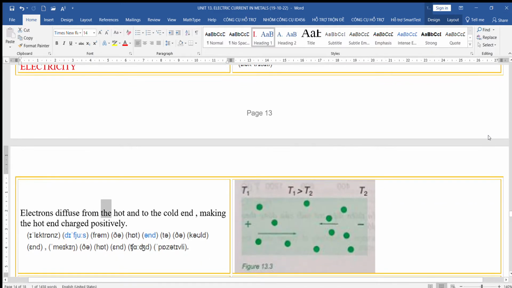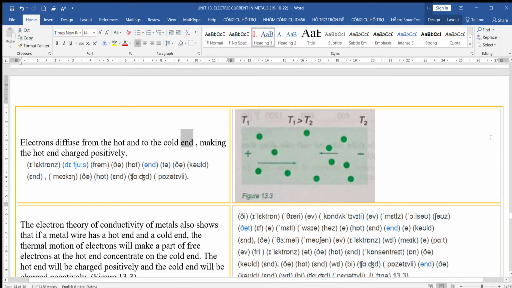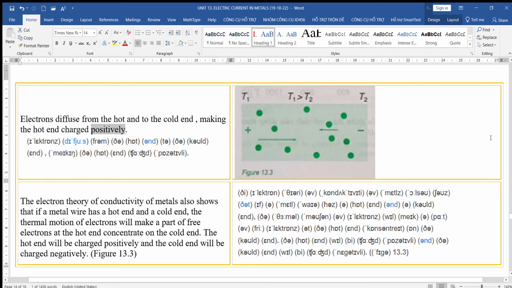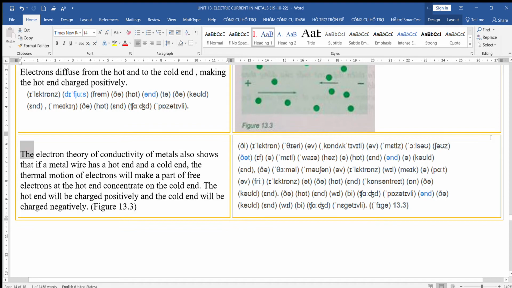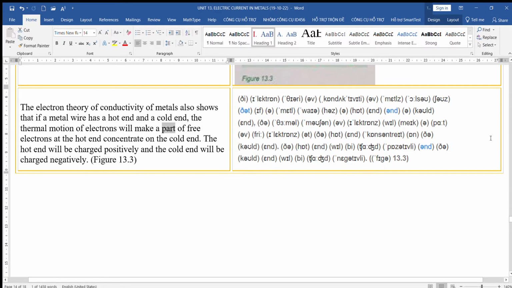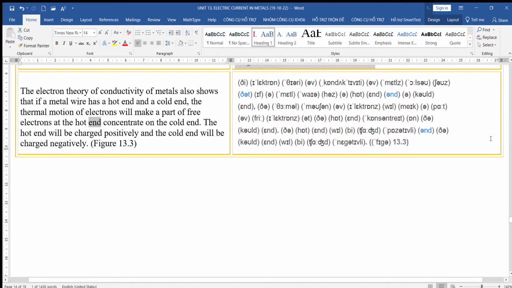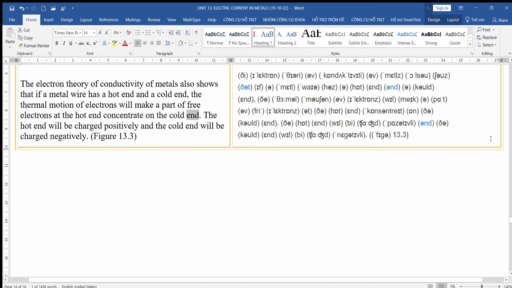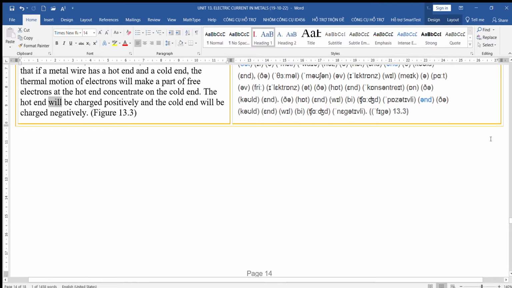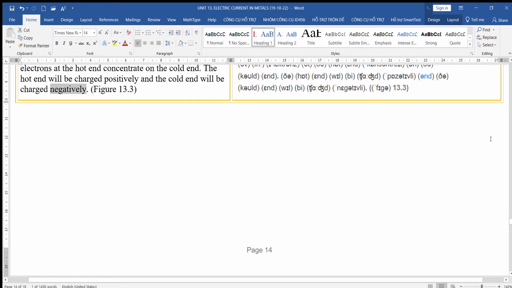Electrons diffuse from the hot end to the cold end, making the hot end charged positively. The electron theory of conductivity of metals also shows that if a metal wire has a hot end and a cold end, the thermal motion of electrons will make a part of the free electrons at the hot end concentrate at the cold end. The hot end will be charged positively and the cold end will be charged negatively. Figure 13.3.